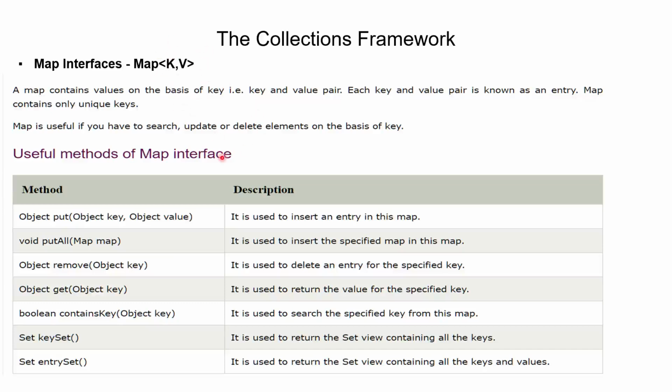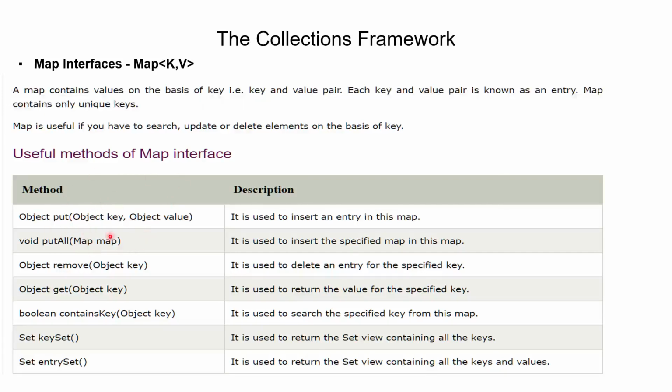So we have our Map interface, and again, a map is two-dimensional, so we have a row and a column. The map contains values based on that key-value pair, and each key and value is known as an entry or a cell, and the map contains unique keys. A map is useful if you have to search, update, or delete elements based on a key. It's also very efficient because we only need that one key to return the value, and we can store a lot in the Map interface.